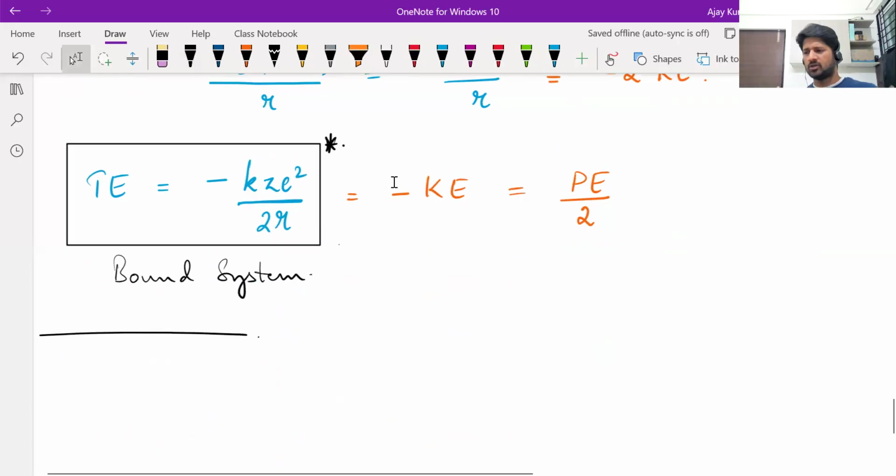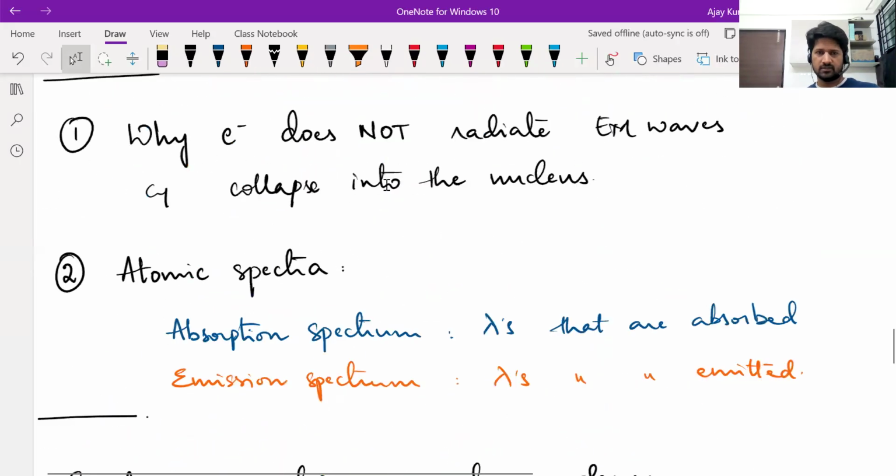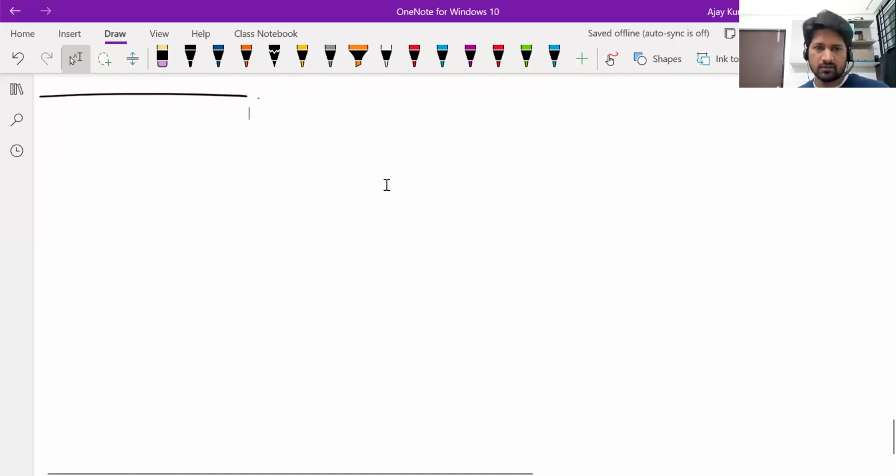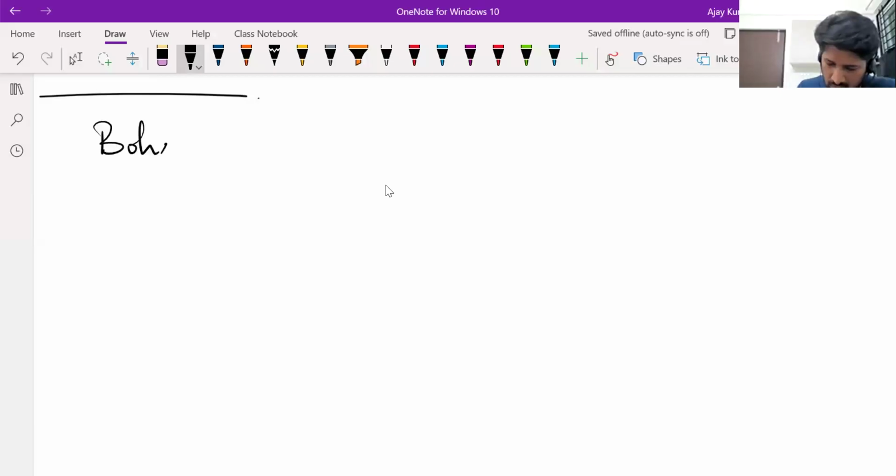Now, Rutherford's model of the atom obviously had some drawbacks, could not explain a few experimental observations. And theoretical concepts also, like electrons should radiate energy and fall into the nucleus. Why that does not happen, it could not explain. So then Bohr, Niels Bohr, came up with another model of the atom.